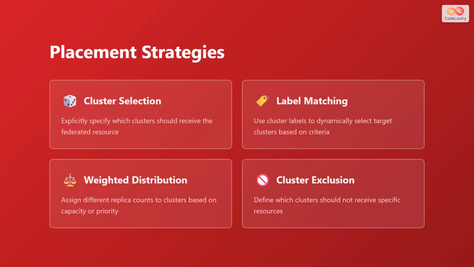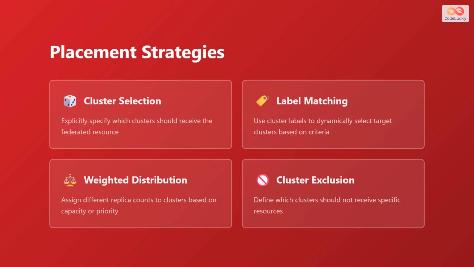Federation offers several placement strategies to control where your resources are deployed. Cluster selection allows you to explicitly specify which clusters should receive the federated resource by name. Label matching enables you to use cluster labels to dynamically select target clusters based on specific criteria, such as environment type or region.